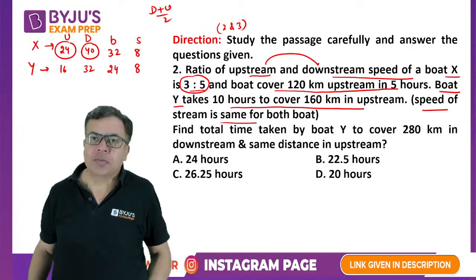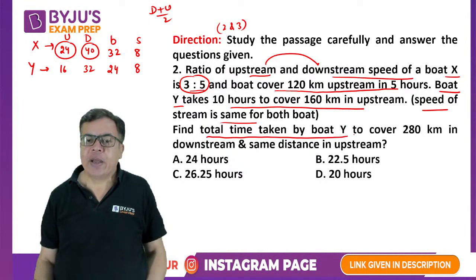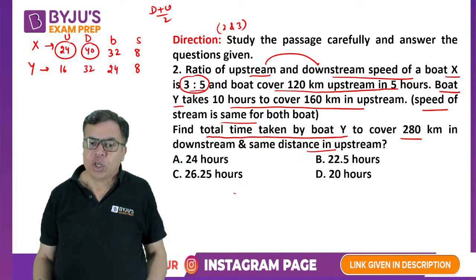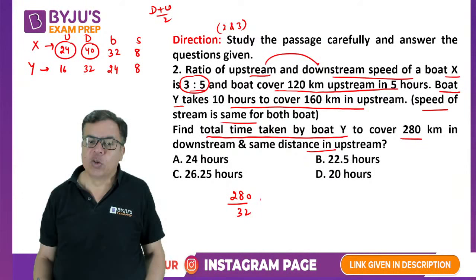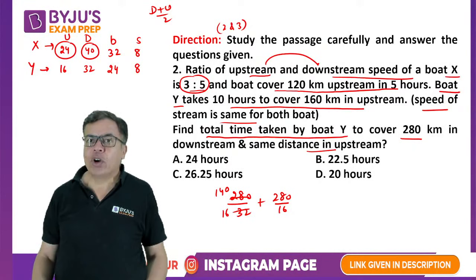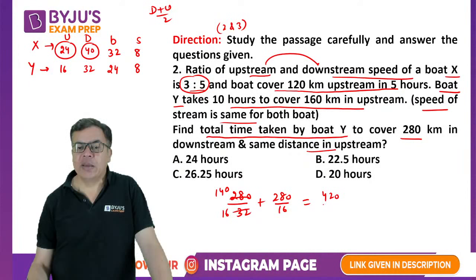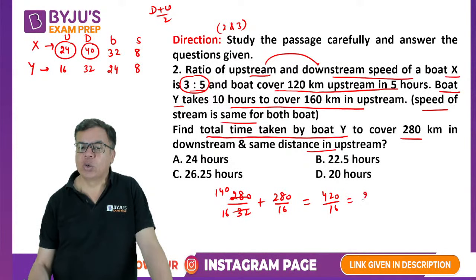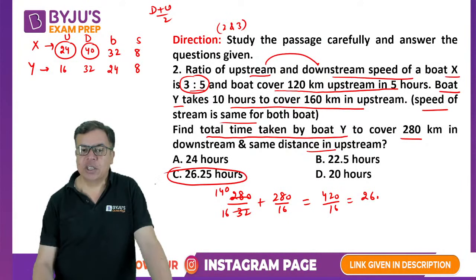Okay. Now my first question is to find the total time taken by boat Y to cover 280 kilometers downstream and the same distance upstream. So 280 kilometers at the speed of downstream, that is 32, plus 280 kilometers at speed 16, right? If I cancel with 2, that will become 140 by 16 plus 280 by 16, that will become 420 by 16. Or I can directly cancel from here, 16 into 2, 32, 16 into 6, 96. So the answer should be 26 point something. C option should be the correct answer.